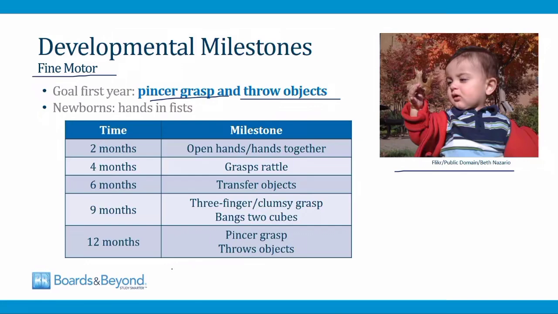So if you know that the goal at 12 months is to acquire a pincer grasp and the ability to throw objects, then it's easy to remember that the developmental milestones before 1 year are all steps along the way to having that pincer grasp and throwing ability.